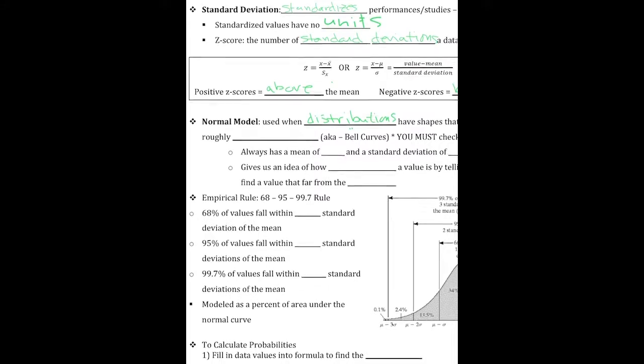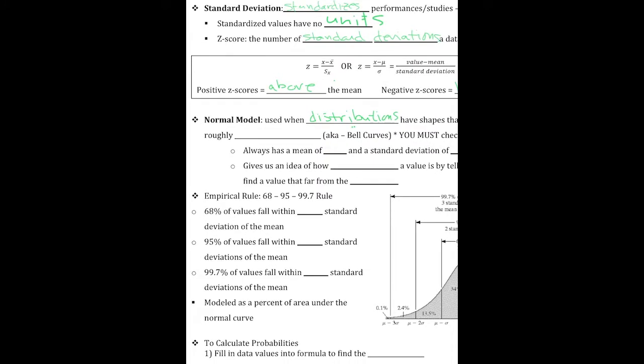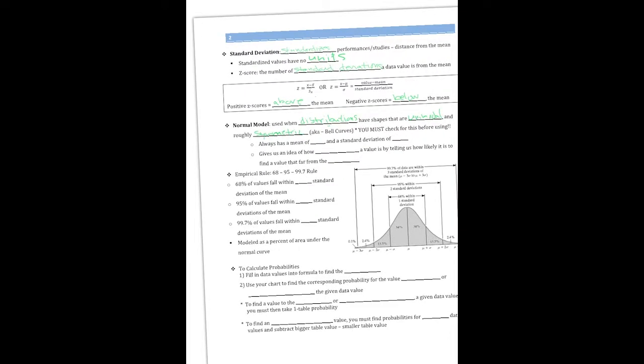And they're roughly symmetric. Okay, so we described those before. If they're unimodal and roughly symmetric or approximately symmetric, then you can go ahead and use a normal model, which would be our normal distribution, right? These would be our bell curves. Okay, so it says you must check this before using, which is true.